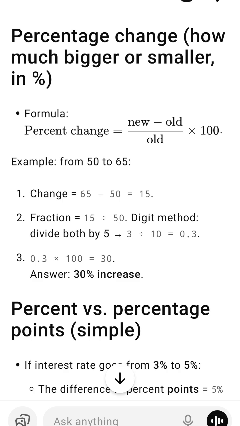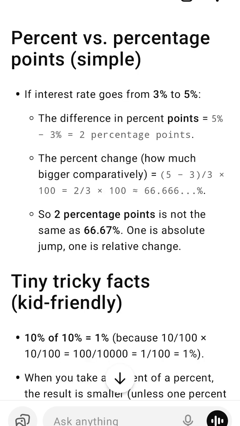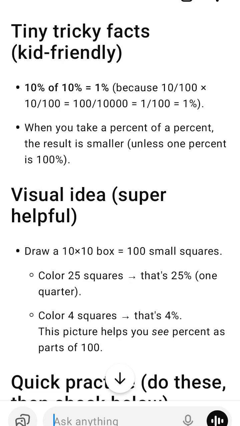Operations with percents. Add: 8% plus 6% equals 14%. Subtract: 18% minus 12% equals 6%. Multiply: 7% times 5 equals 35%. Divide: 18% divided by 9% equals 2.